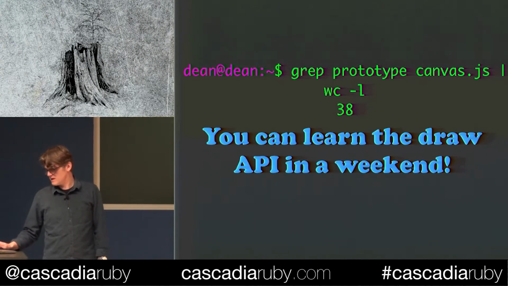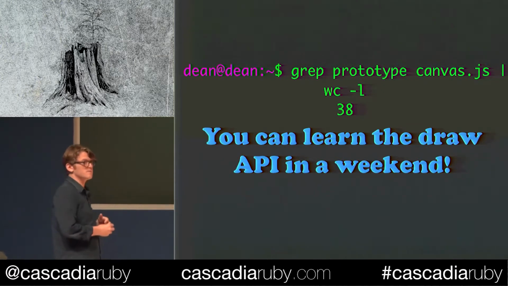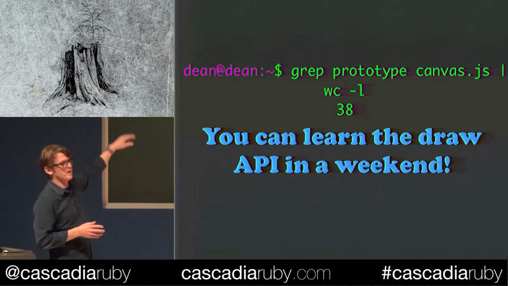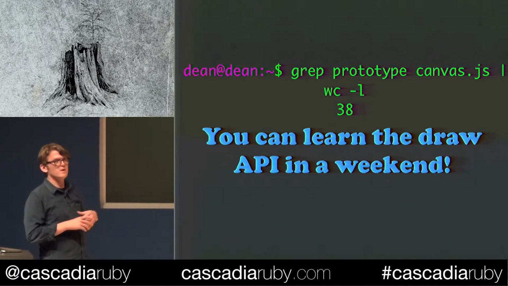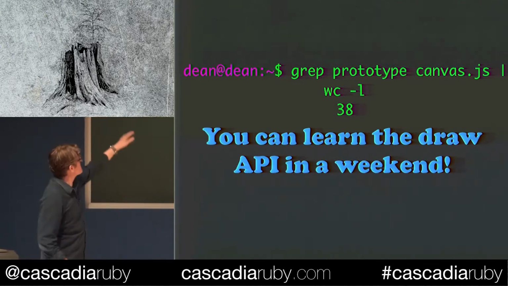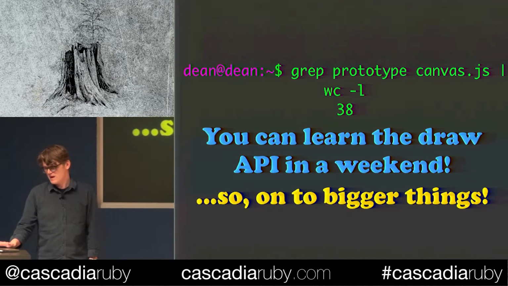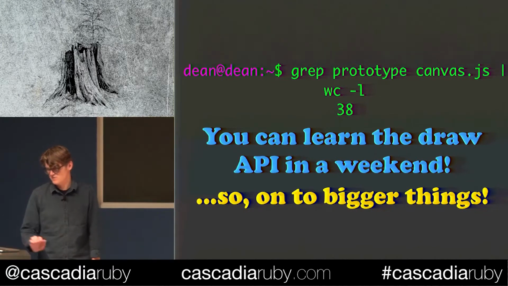So again, I think my slides got placed out of order, but we can learn this in a weekend. This is just me grepping that stub. It's about 38 lines. The prototype is where I'm finding the method definition, so there's about 38 methods in there. It's not too hard to learn. We can learn the draw API in about a weekend. So we're going to move on to bigger things.